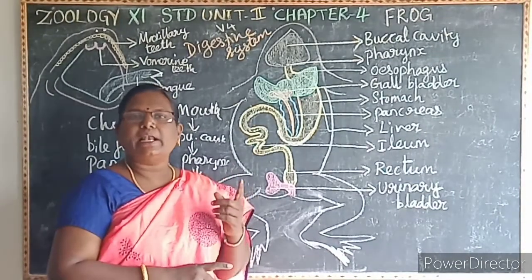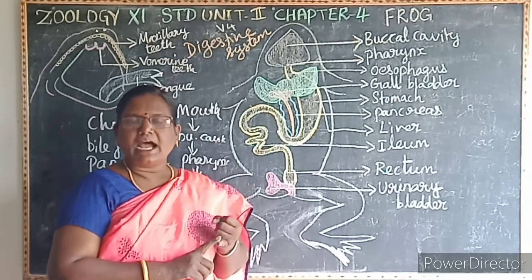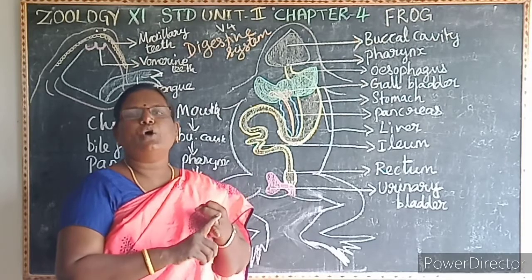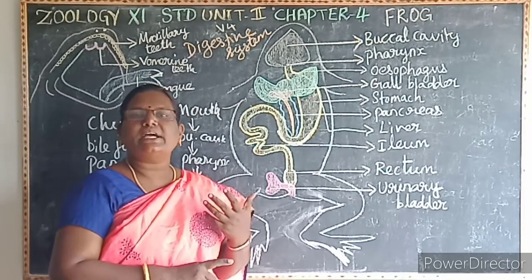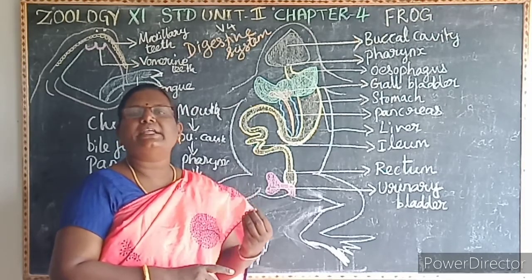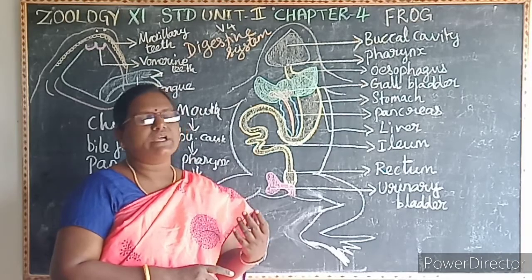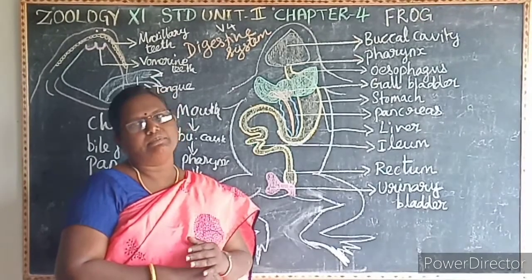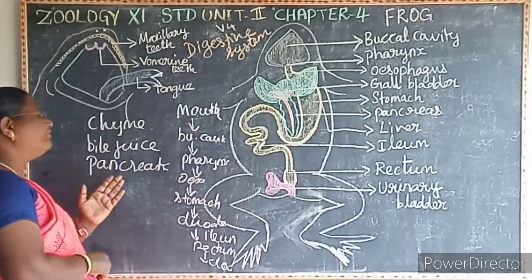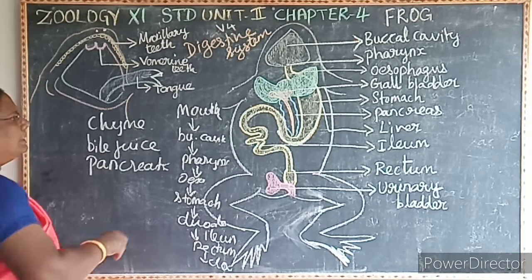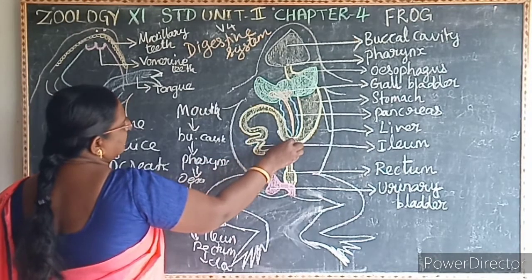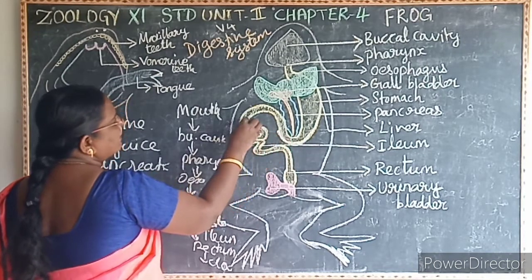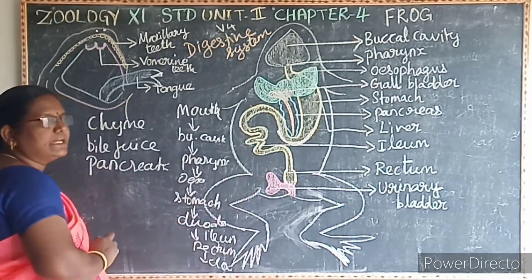The bile juice helps to digest the fat, and the pancreatic juice helps to digest the carbohydrates, proteins and lipids. The liver secretes the bile juice. The pancreas secretes the pancreatic juice. Where is the bile juice stored? The bile juice is stored in the gallbladder. So the semi-digested food is known as what? Kind. And then from the duodenum, the digested and semi-digested food, known as kind, is passed on into the ileum, that is the intestine.